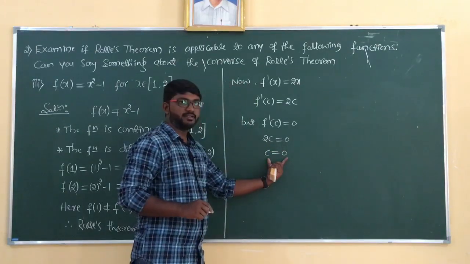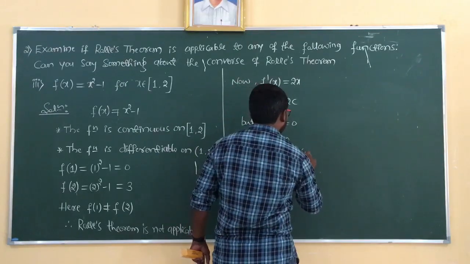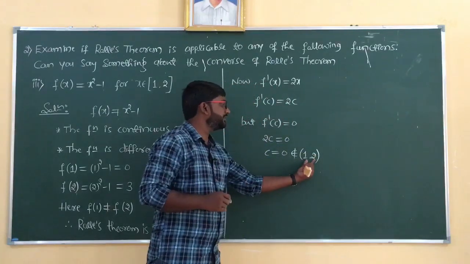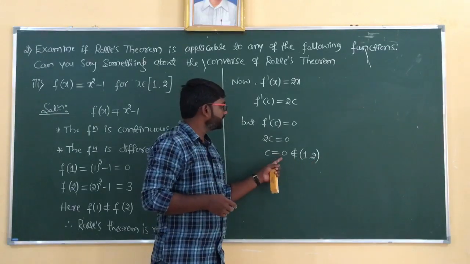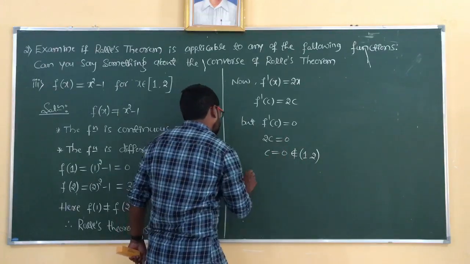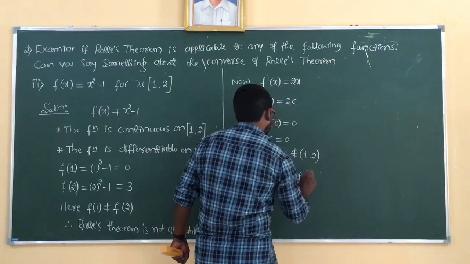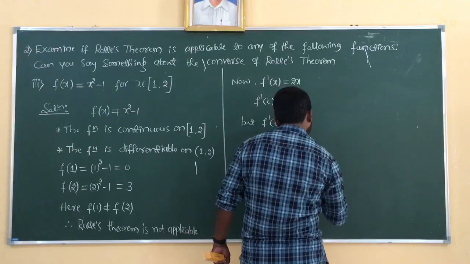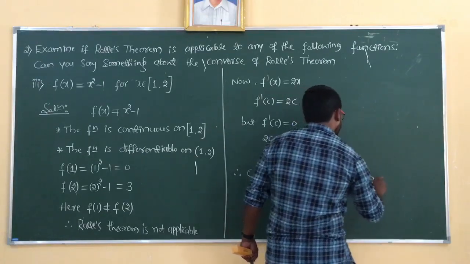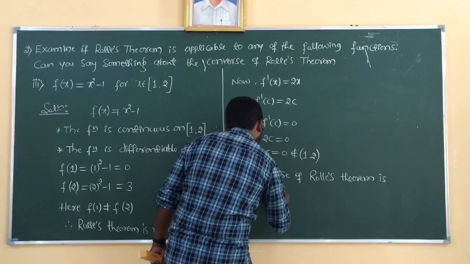So we got the value of c as 0, which doesn't belong to the open interval 1 comma 2. Actually, in between these two values we should have the value of c, but here 0 does not belong to the open interval 1 comma 2. Therefore, the converse of Rolle's theorem is not applicable.